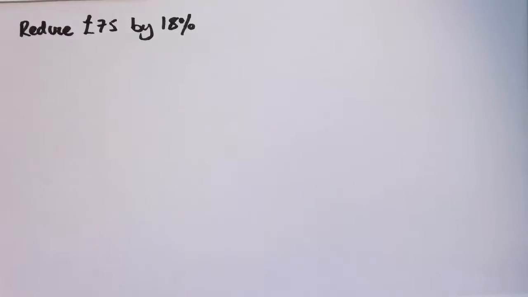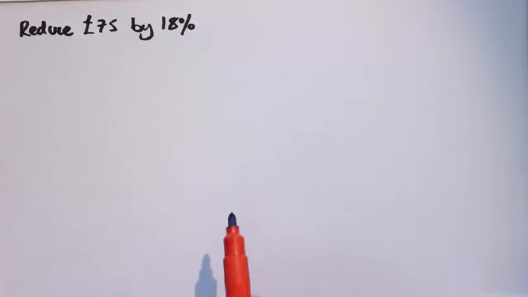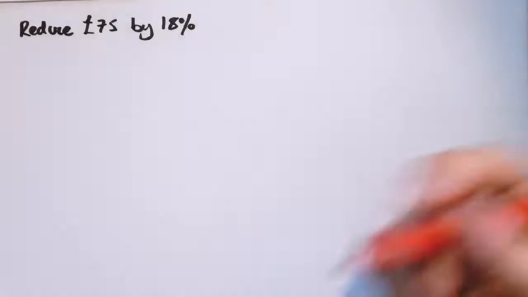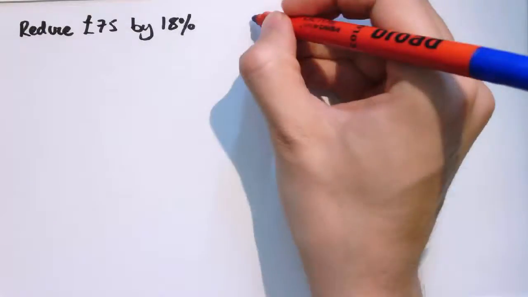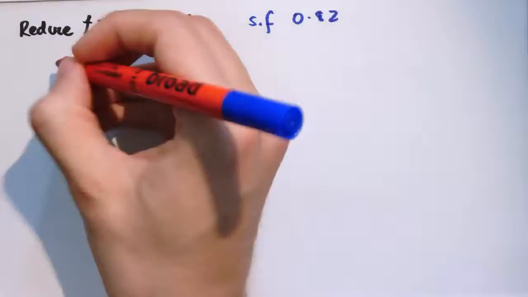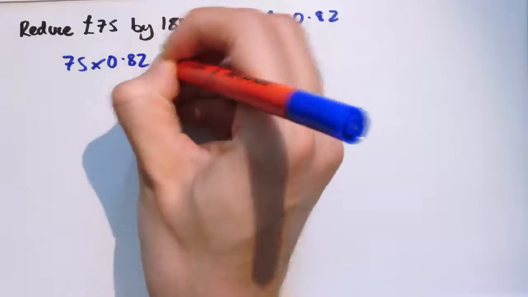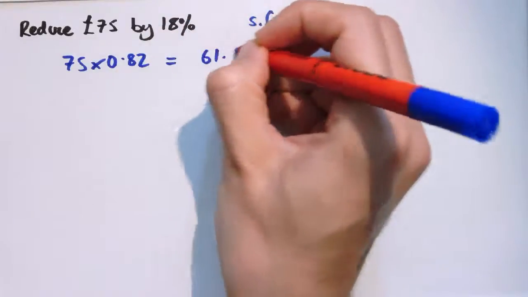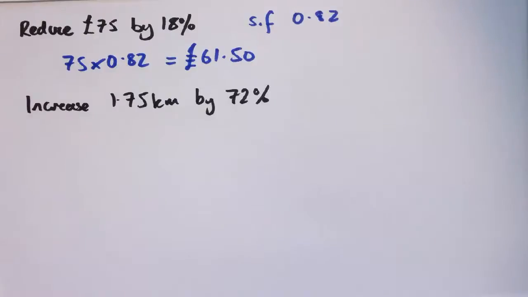So let's just look at a few slightly simpler examples now. If I want to reduce 75 by 18%, well, overall that's going to leave me with 82% left, so the scale factor is going to be 0.82, so I just need to do 75 times 0.82, and that gives me £61.50. It doesn't just have to be amounts of money, it could be any sort of number scaling up.